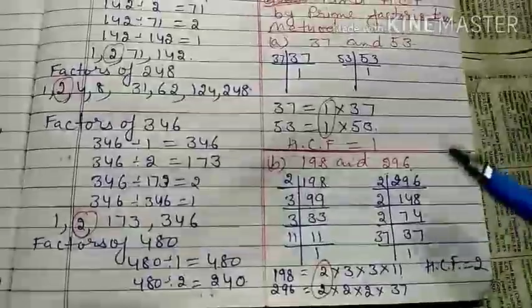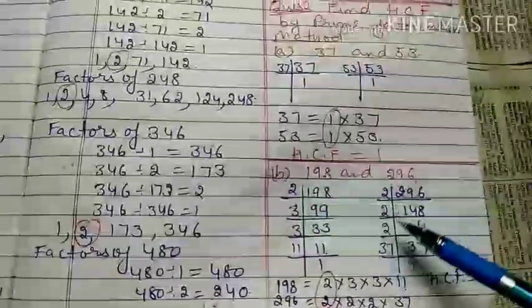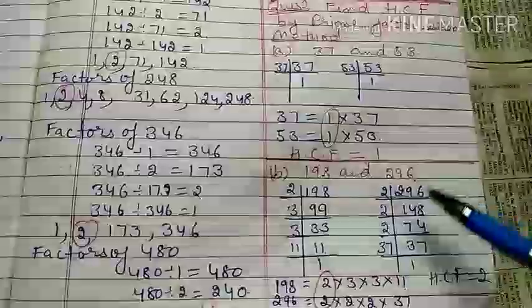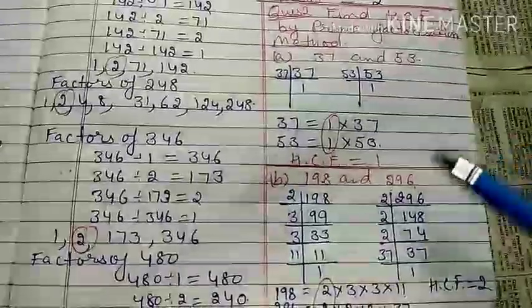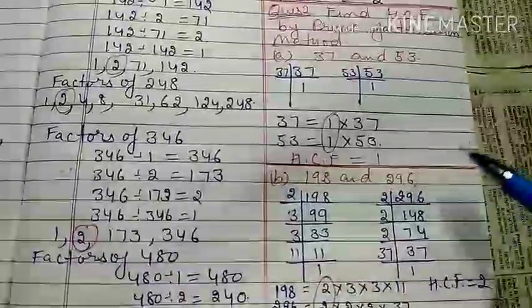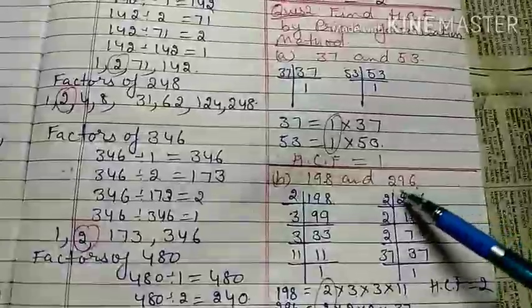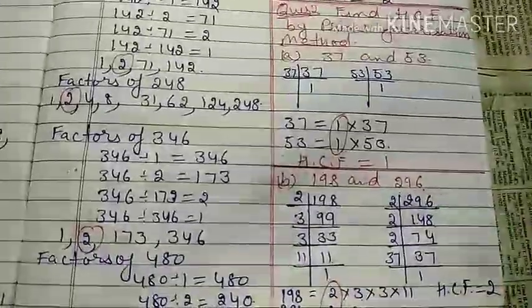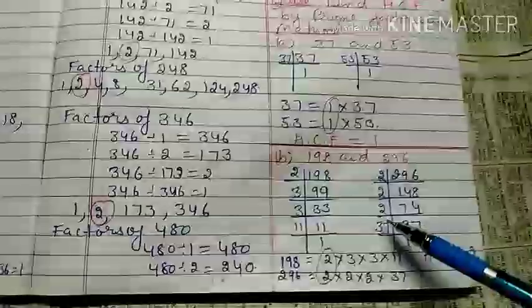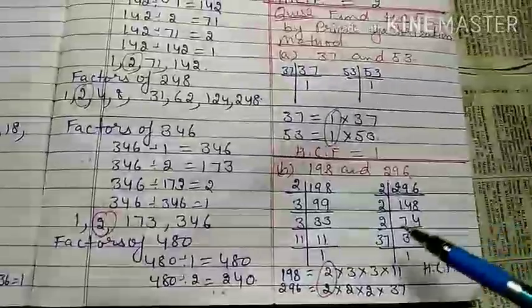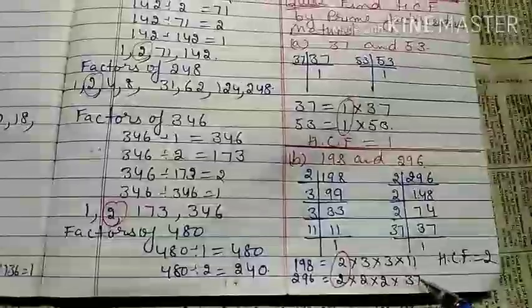Similarly 296. Now you check the divisibility with 2. If it does not go, then check for the next prime number 3, then 5, next 7, next 11, and so on. Like 2 ones are 2, 2 fours are 8, 2 eights are 16. When you divide 296 by 2 you get quotient 148. Similarly, 148 divided by 2 gives you 74, and 74 divided by 2 gives you 37, and 37 at last is again a prime number. So in this way you have to write the prime factors.